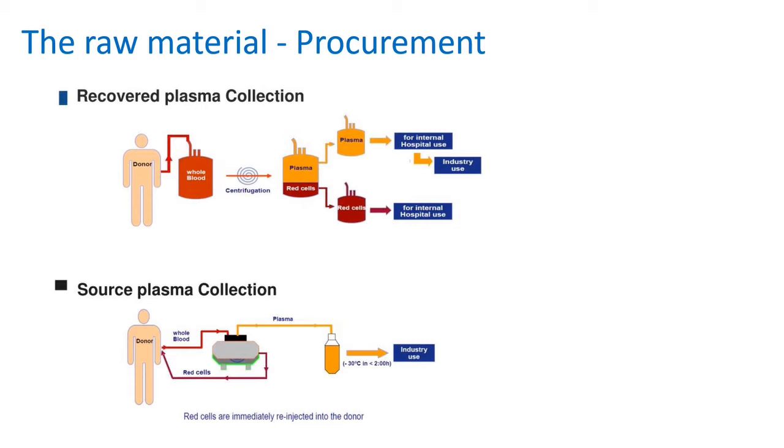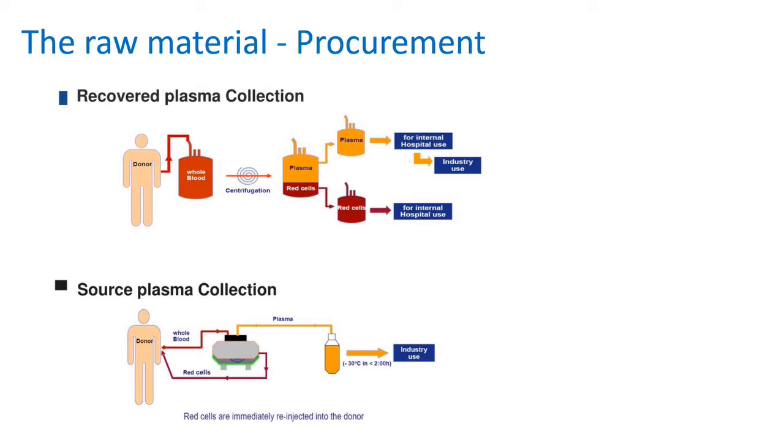A word about the raw material plasma. There will be other talks in this series which will address this in more detail, but I will just very quickly summarize that we have two main types of plasma, which are generated using different technologies. First of all, and most relevant to countries which still have emerging economies, is recovered plasma, which is extracted from whole blood donations as a sort of byproduct.